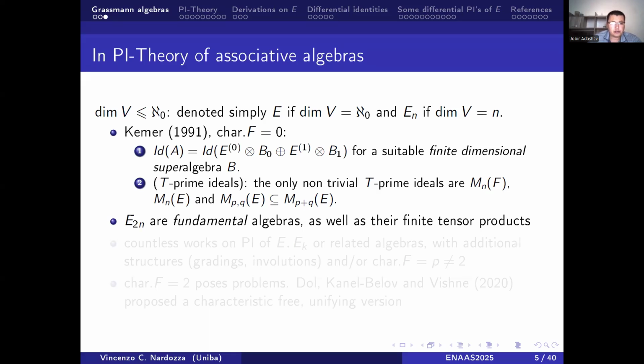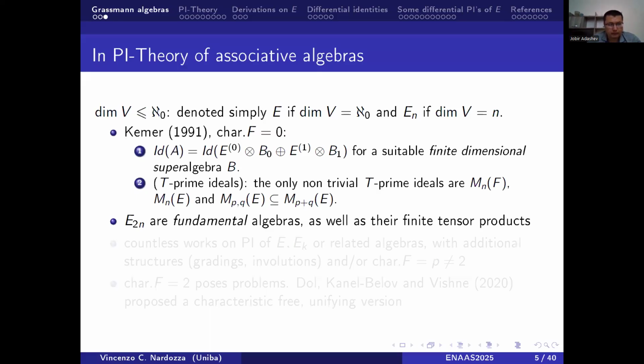And then the Grassmann algebra, for instance, occurs in the classification of so-called T-prime ideals, which are the full matrix algebras over F, the full matrix algebras over the Grassmann algebra, and some subalgebras of the full matrix algebra over the Grassmann algebra.